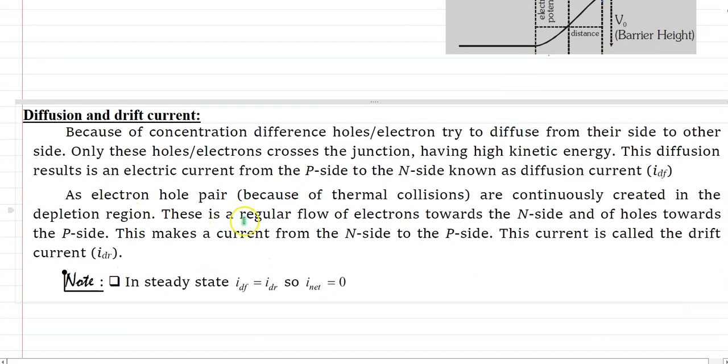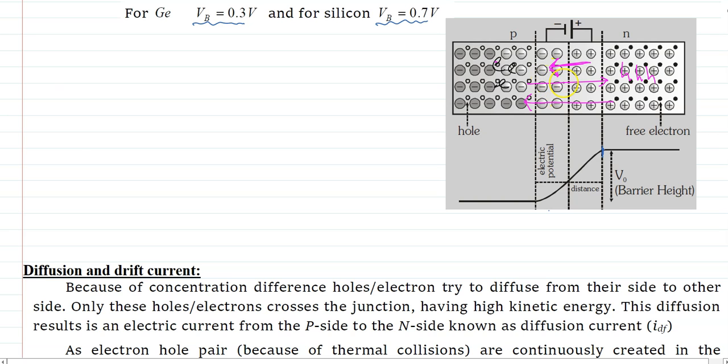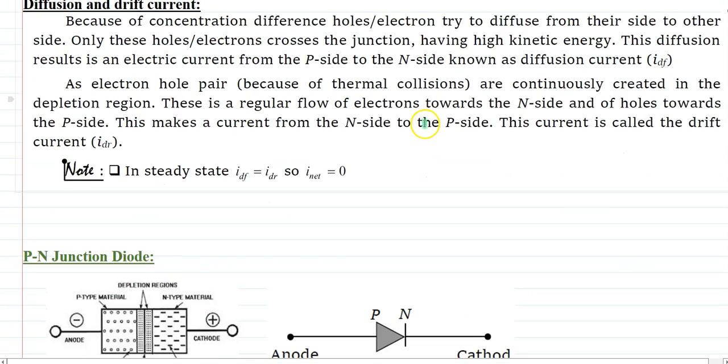You can see that electron-hole pairs, because of thermal collision, are continuously created in the depletion region. Electrons flow towards the n side and holes towards the p side. This makes a current from the n side to the p side, called drift current. So electron-hole pairs are created and destroyed continuously, a continuous process. Holes go from the n side to the p side and electrons go from the p side to the n side, and this current is called drift current.